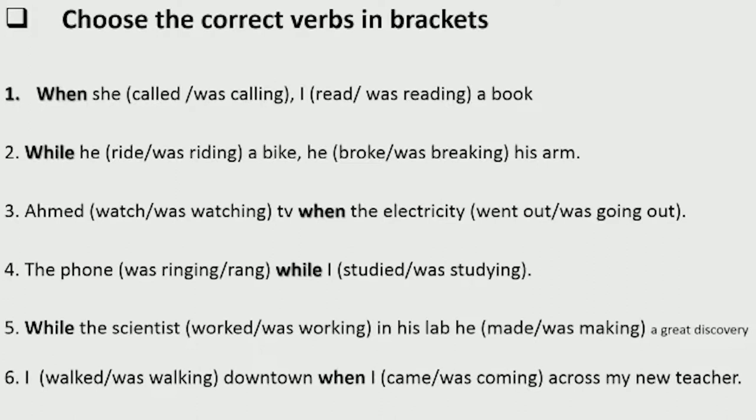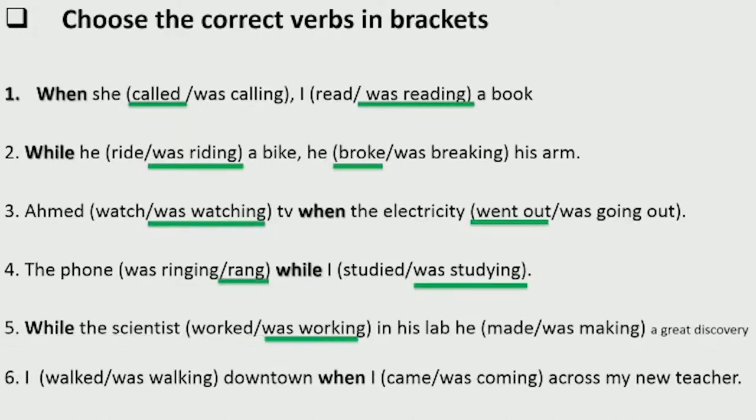Okay, so let's correct. If you think you need more time again, you can pause the video. So the first sentence, when she called, good, I was reading. Very good. Number two, while he was riding, very good, he broke, nice. Number three, Ahmed was watching when the electricity went out. Number four, the phone rang while I was studying. Good. Number five, while the scientist was working, he made a great discovery. Excellent. And number six, I was walking when I came across my new teacher.